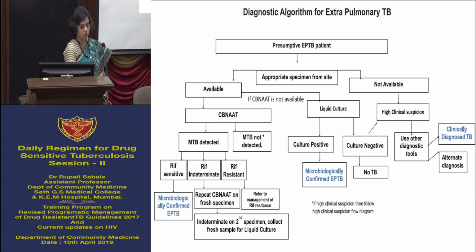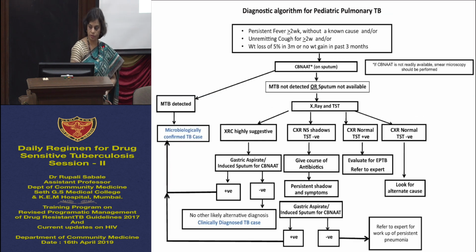If CBNAT is not available, we can go for liquid culture. Now liquid culture may be either positive or negative. If it is positive, it is microbiologically confirmed extrapulmonary tuberculosis. If liquid culture is negative, it is no tuberculosis. But again, if the treating physician is clinically suspecting tuberculosis, label the patient as clinically diagnosed tuberculosis.